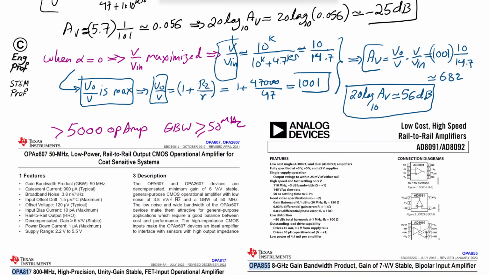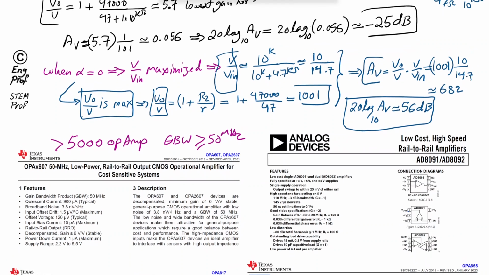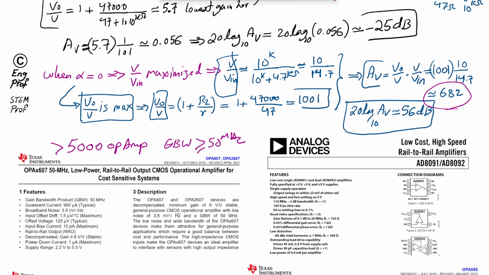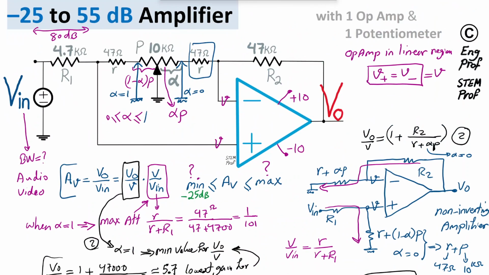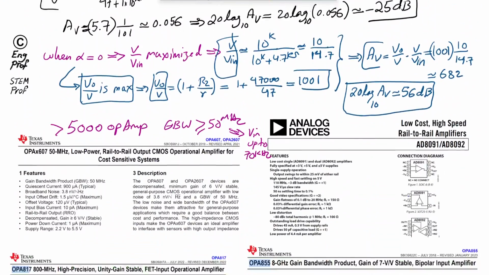Why do I mention that? Because with a gain close to 682, or let's say roughly 1000, if the gain bandwidth is 50 megahertz, then in order to support this gain, the circuit effectively can do up to, say, 70 kilohertz of bandwidth if it is a 50 megahertz op-amp. So that means Vn can be up to 70 kilohertz for the Vin at the input of the circuit. Definitely good enough for high-end audio applications.